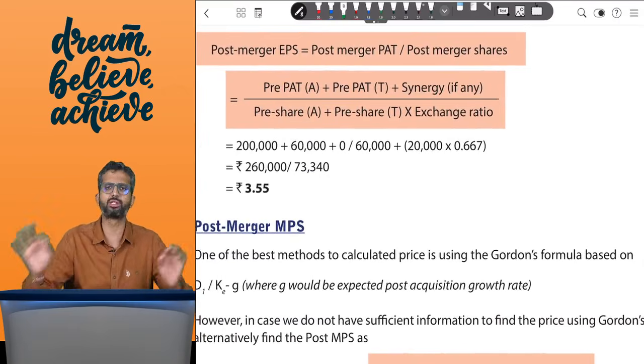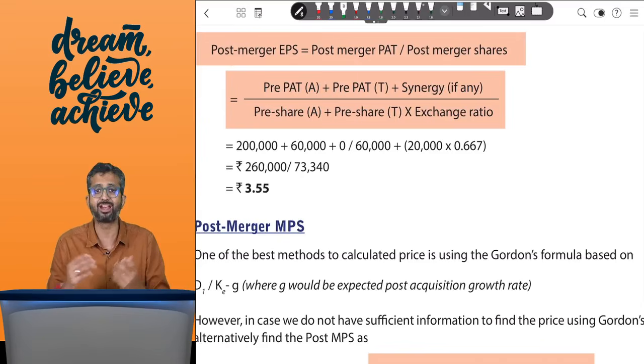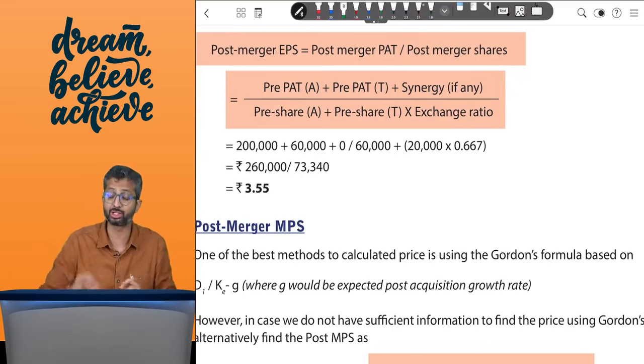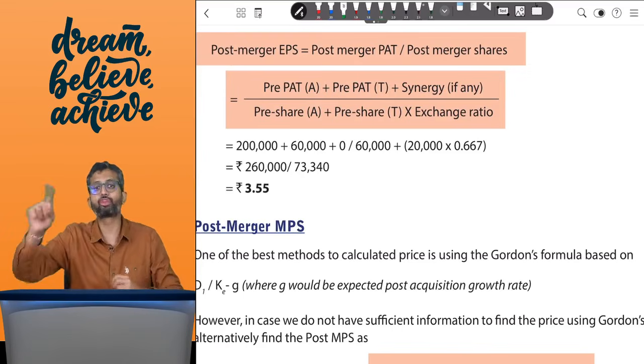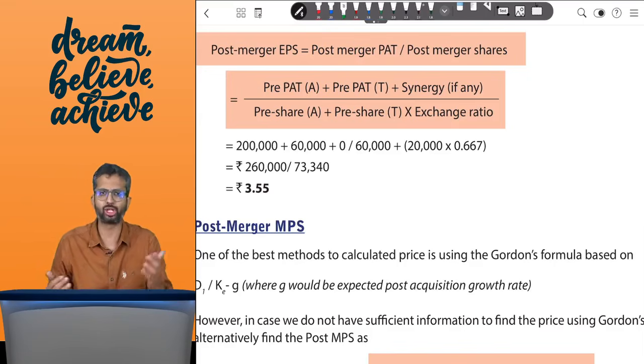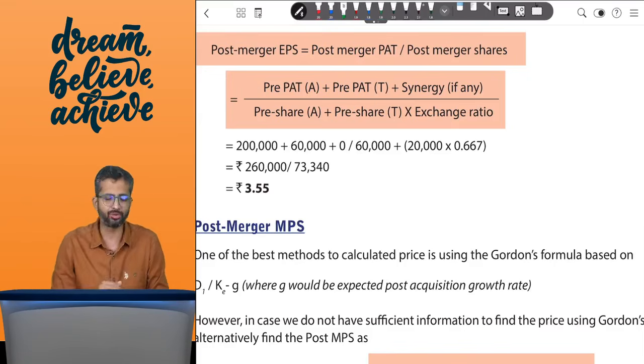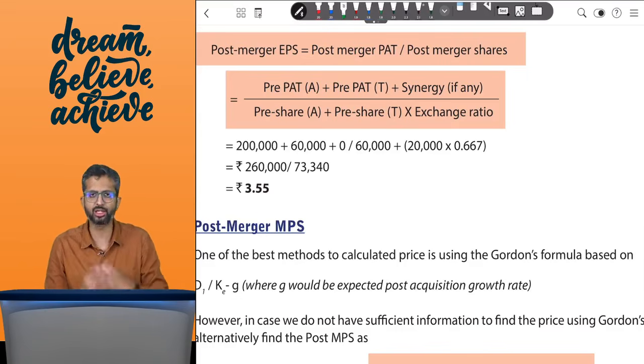If there is no synergy given in the question, you can assume it to be 0, divided by the post-merger number of shares. While calculating the post-merger number of shares, you will take the pre-merger number of shares of the acquirer, which remain as they are, plus the pre-merger number of shares of the target into the exchange ratio. For example, if the target has 10,000 shares and the agreed exchange ratio is 0.5:1, that is 0.5 shares of the acquirer for every 1 share of the target, that means 10,000 into 0.5, that is 5,000 shares of the acquirer will be issued to the shareholders of the target.